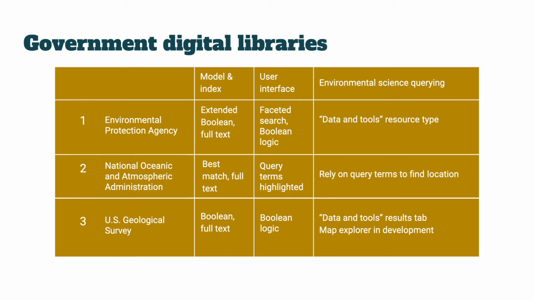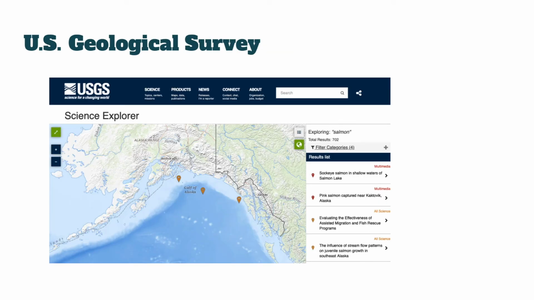So among the government digital libraries I looked at, I thought that the U.S. Geological Survey was doing really interesting things with their Map Explorer, which is still in development. Basically, they provide a way for you to look at results that match your query on a map, and you can zoom in and click around on the different results, and it's one way to address that need that users have to find information specific to a location, and it allows users to match a keyword with a location by searching that keyword and looking at the results on the map.